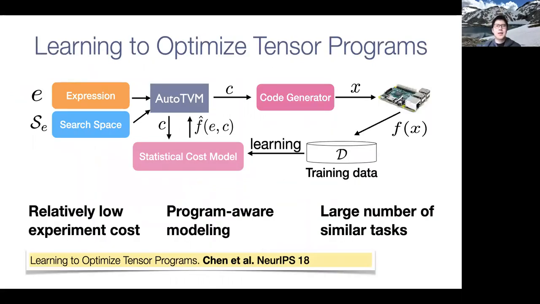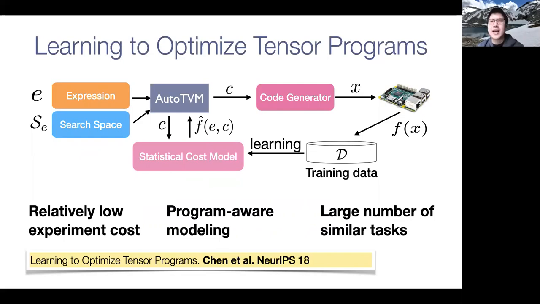So to recap, there are three interesting characteristics of our problem, including relatively low experiment cost, programmable modeling, and multitask learning. If you are interested in more details, you can go ahead and take a look at our newest paper. And one of the interesting things about this setup is that learning to optimize tensor programs is an interesting problem setup that can be used to test many machine learning ideas for optimizing learning systems.